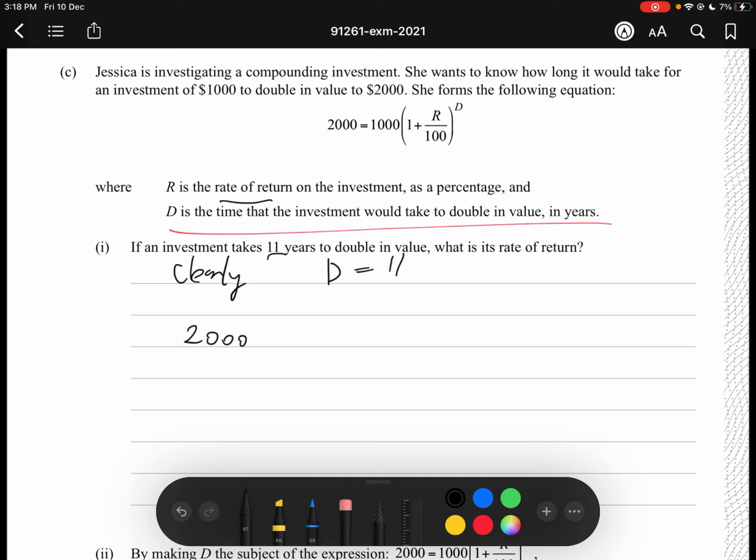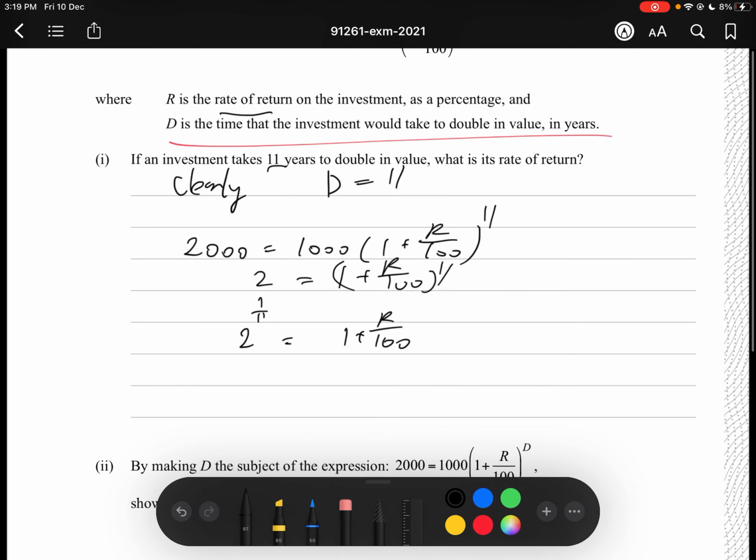So 2,000 is equal to 1,000 times 1 plus R over 100, to the power of 11. 2,000 divided by 1,000 is 2, and that is equal to 1 plus R over 100 to the power of 11. So we can take the power of 1 over 11 on both sides. So we have 2 to the power of 1 over 11 is equal to 1 plus R over 100. So therefore R over 100 is equal to 2 to the power of 1 over 11 minus 1. So therefore R is equal to 2 to the power of 1 over 11 minus 1, times 100.